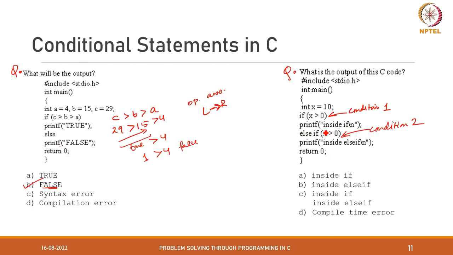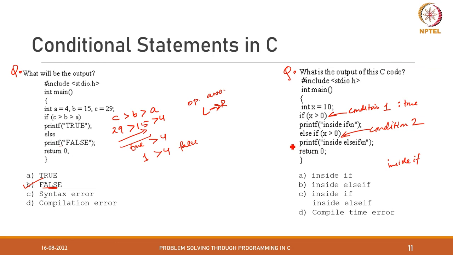So if I go back to the question, this is condition 1, x greater than 0. Now this is true, condition 1 is true. So this particular statement is executed, that is the printf inside if slash n. So we have this output, inside if. Then it won't even go to the else if statement. Why? Because condition 1 has become true, so it will straight away exit the if else block.